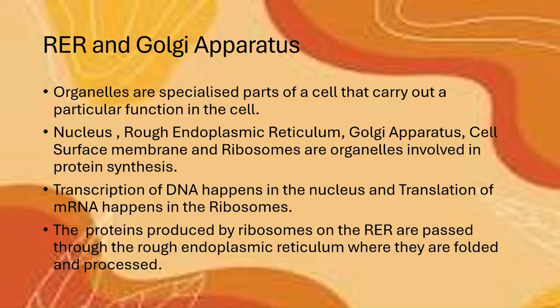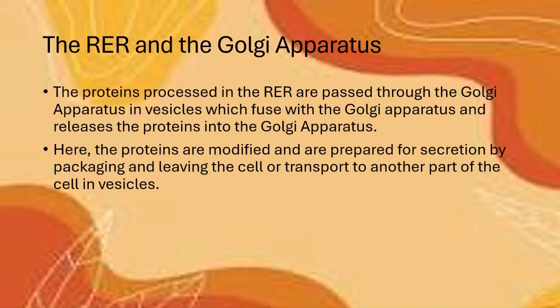It's been uploaded. So transcription of DNA happens in the nucleus and translation of mRNA happens in the ribosomes, which are outside the nucleus in the cytoplasm. The proteins produced by ribosomes on the rough ER are passed through the rough endoplasmic reticulum where they are folded and processed. Then they are passed to the Golgi apparatus in vesicles, which fuse with the Golgi apparatus and release the proteins into it. So they are transported in vesicles.